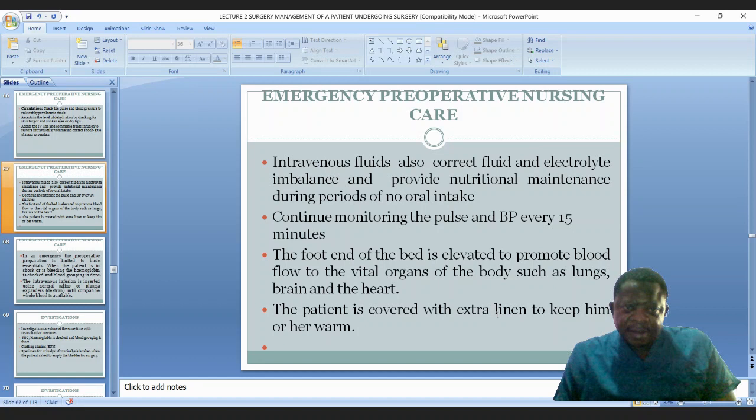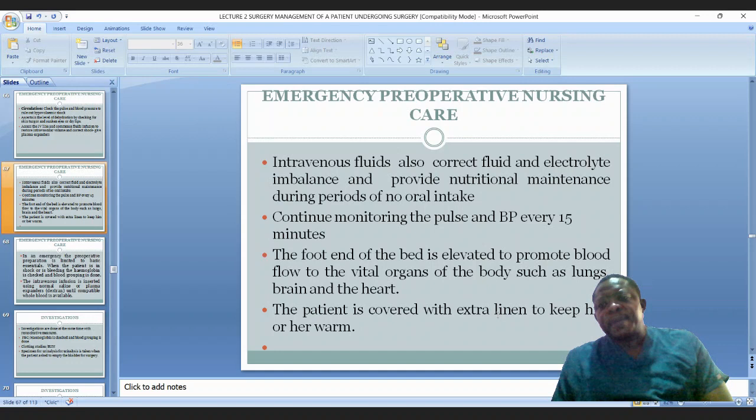The foot end of the bed will be elevated to promote blood flow to the vital organs, especially in instances where a patient is bleeding. So you have to improve blood circulation to the vital organs. The patient will be covered with extra linen. This is to keep them warm, and we are avoiding hypothermia.